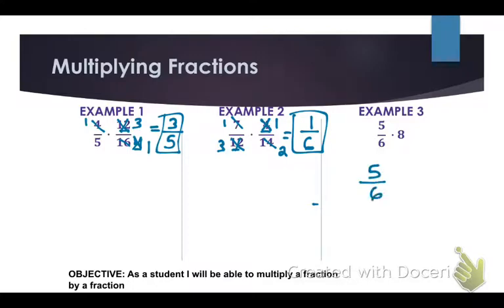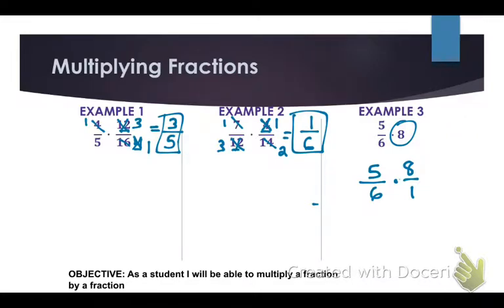5/6 times 8. Now what do you do? Well, this one you actually have to turn this 8 into a fraction. How do you do that? Well, you simply put it over 1. So it would become 8 over 1. Because this division bar right there, that fraction bar means divide. And 8 divided by 1 would just equal 8. Okay, so that's how we know we can do that.